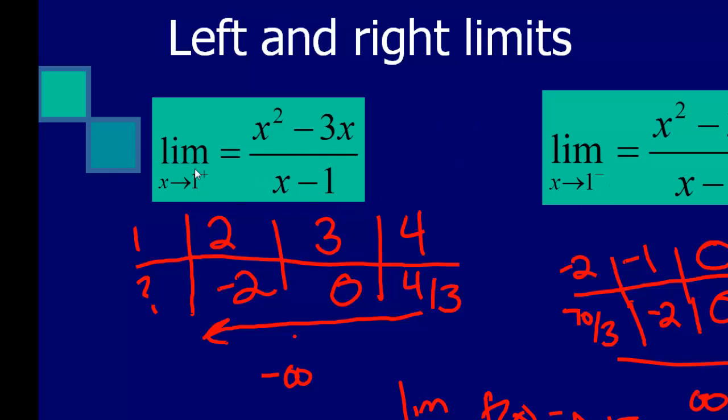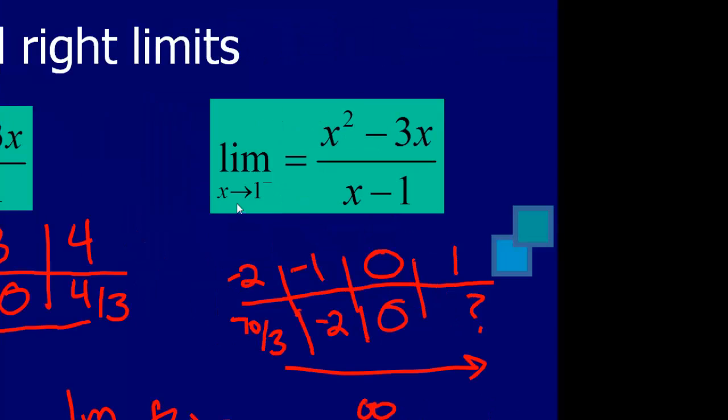Well, as we approach this function from the right-hand side, we go from, say, x equals 4, 3, 2, and then we start to get closer and closer to 1. We see as we're going this way, the values get more and more negative. In fact, if you were to put in a 1.1 here, you get a pretty large negative number. So it's going towards negative infinity on the right-hand side.